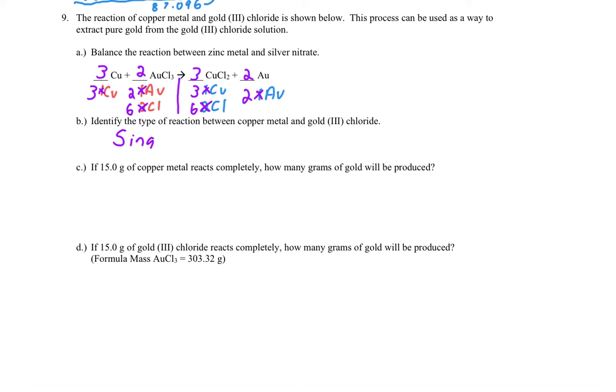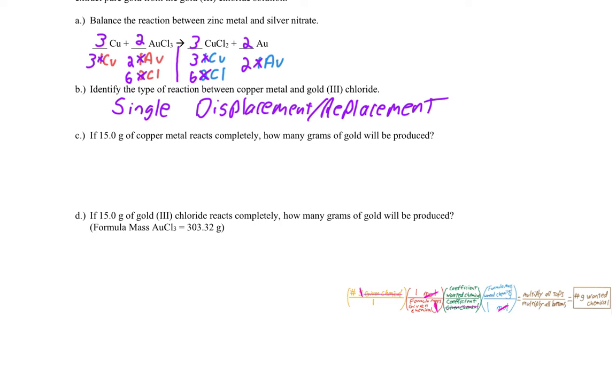The type of equation here is a single replacement or a single displacement. This is because I have a single element, copper, replacing gold, and I have a single element, gold, at the end. So it's single replacement because there is a single element on each side of the arrow. It's the only type of reaction like that.